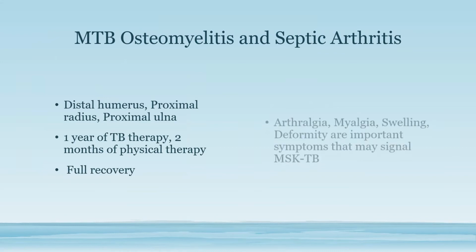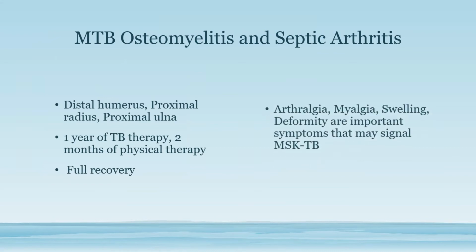And so I guess the things that I think are key to take away from his clinical course were that the arthralgias, myalgias, swelling, and certainly any deformity are important symptoms that when you're evaluating anybody for either TB exposure, TB infection, or TB disease can signal that there is a musculoskeletal site of TB. And your treatment duration will certainly change. So those are important to note.